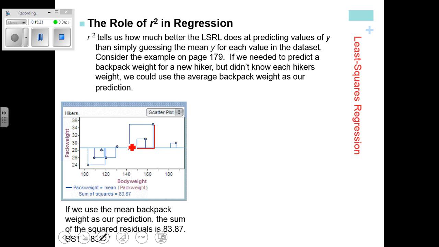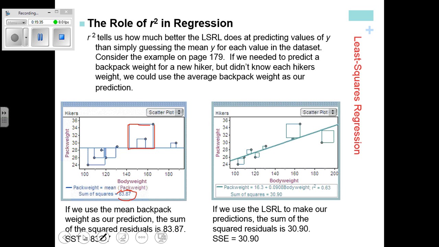If we sum up all these residuals here, we're getting the sum of the squares to be 83.8. So that's how all of our residuals squared and added up together. However, if we use the sum of the squares from the least squared line, instead we're at 30.9. The area of those squares is much smaller, so that variability has been improved. Our prediction, of course, is much more accurate using the least squared line instead of just the mean.